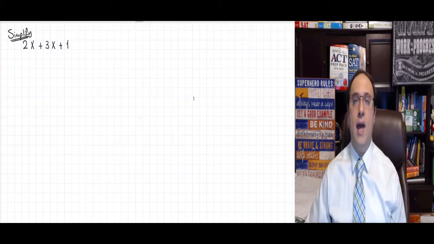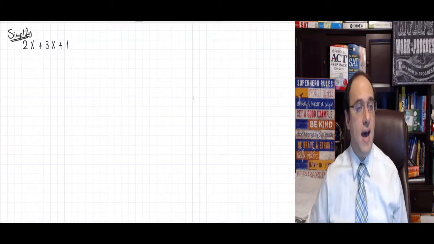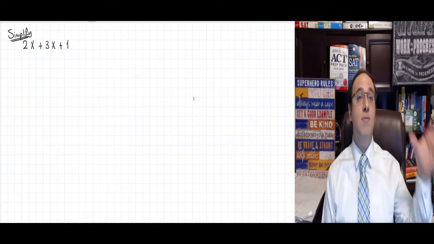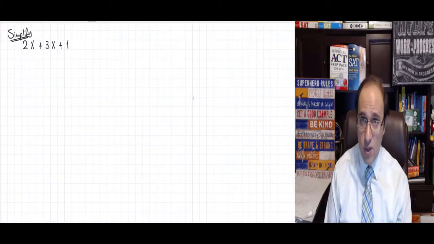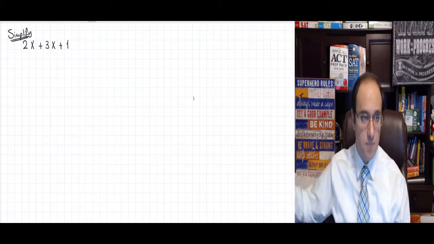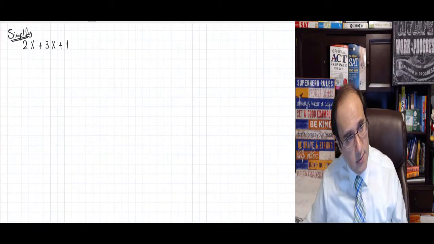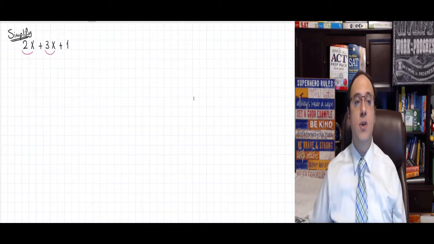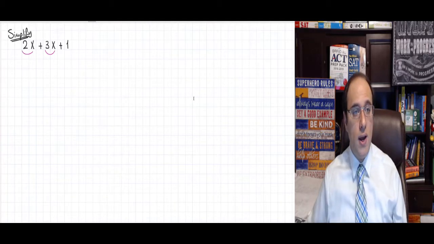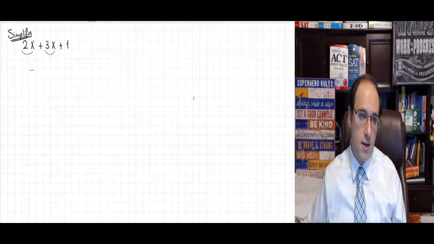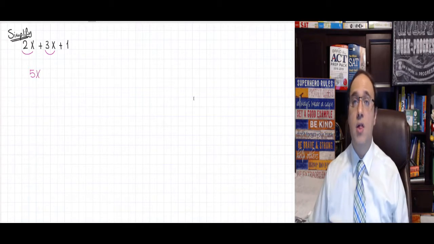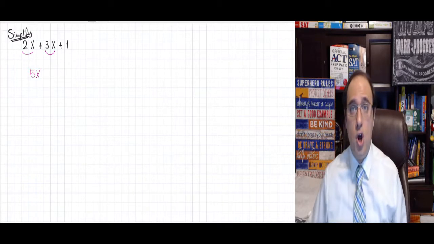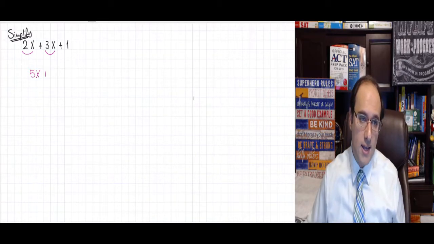I will first look at the terms that I have and ask myself, do we have like terms? And like terms means, do we have the same variables in different terms? And the other question, do we have constants? So yes, we have 2x, the variable is x. We have 3x, the variable is x. So these two can be simplified together. 2x plus 3x is 5x. Now let's look at 1. The number 1 is a constant. Are there any other constants here? Are there any other numbers by themselves? No. So we just rewrite the 1 as it is.